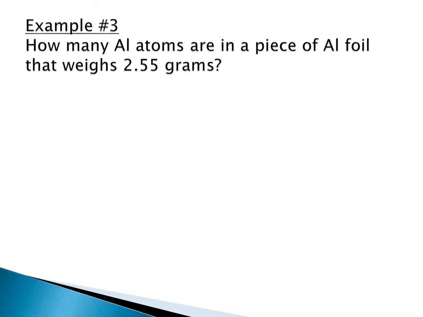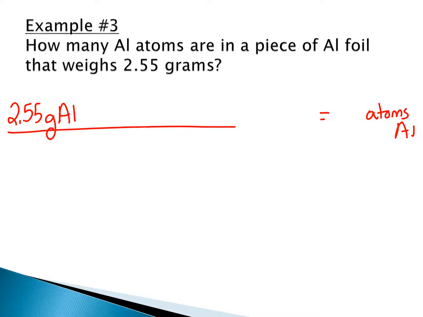This is how many aluminum atoms are in a piece of foil that weighs 2.55 grams. All right, so I have 2.55 grams of aluminum. And I'm trying to convert to atoms. Now, if you look back, you'll see that we can't go straight from grams to atoms, okay? So I'm going to draw my dimensional analysis, take my upstairs unit and move it down and say, okay, I can't convert grams to atoms, but what can I convert grams to? Okay, well, I can convert grams to moles. So I'll go ahead and do that first.